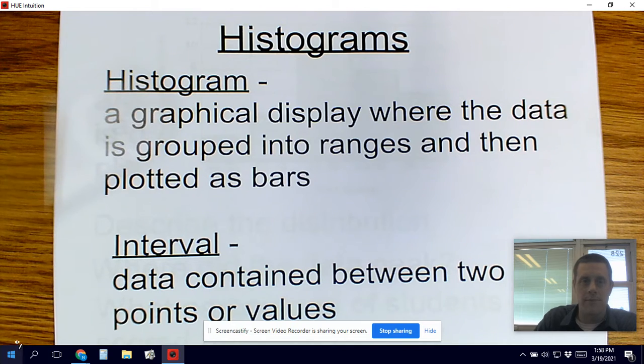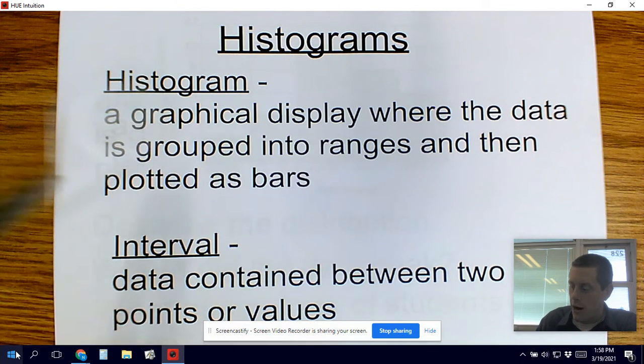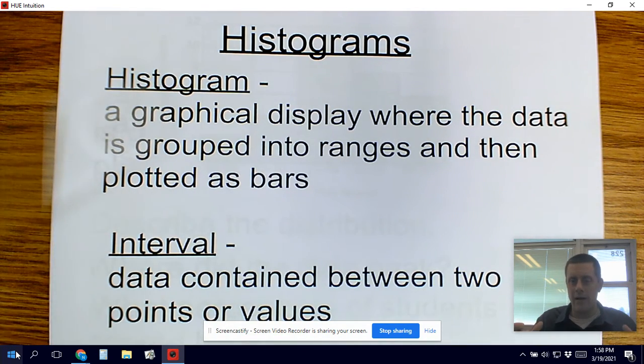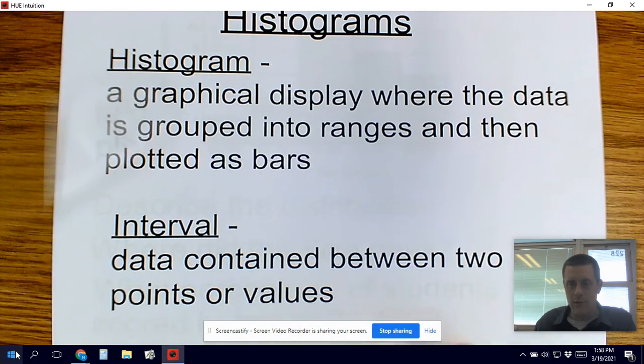Let's learn about histograms. A histogram is a graphical display where the data is grouped into ranges and then plotted as bars. So essentially, think of it as a bar graph, but instead of plotting individual values, you're plotting intervals of values. An interval is data contained between 2 points or values.